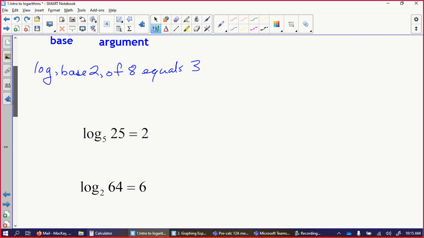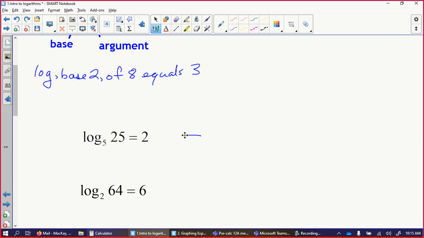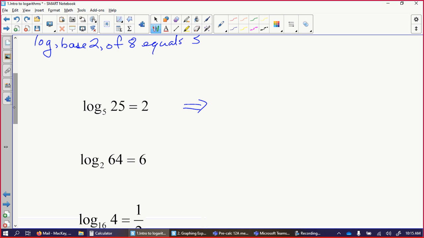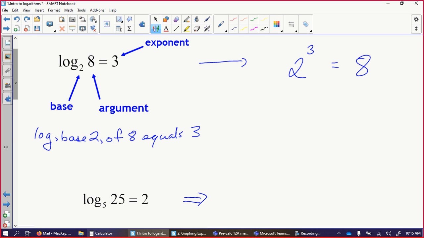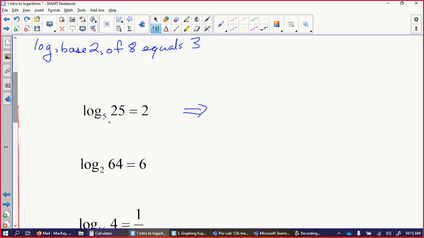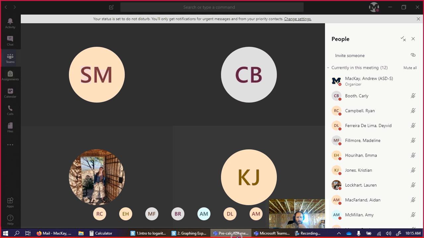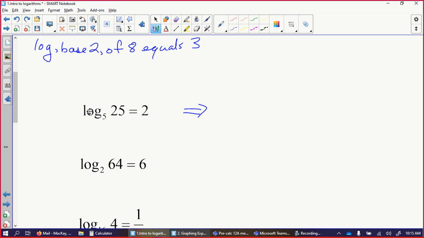So what we're going to start with today, and this is the thing where I'm going to go over, if we were in class, it'd be like, okay, this is your example. Translate those. And because none of you like to unmute, the base is 5. The exponent is 2. The argument is 25. 5 squared equals 25. The log base 5 of 25 is 2.